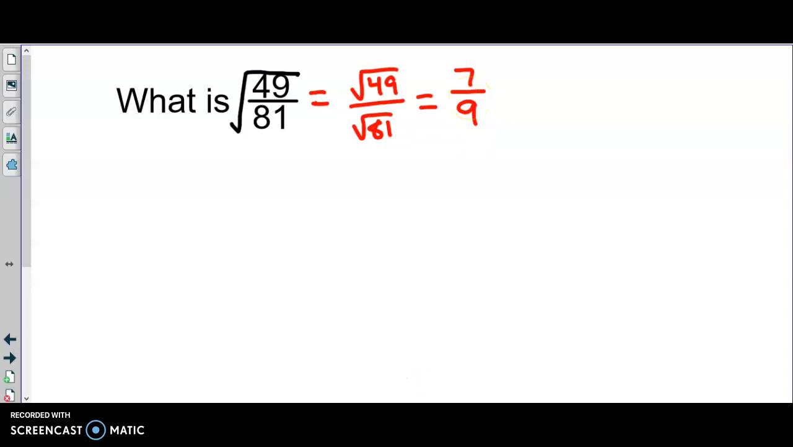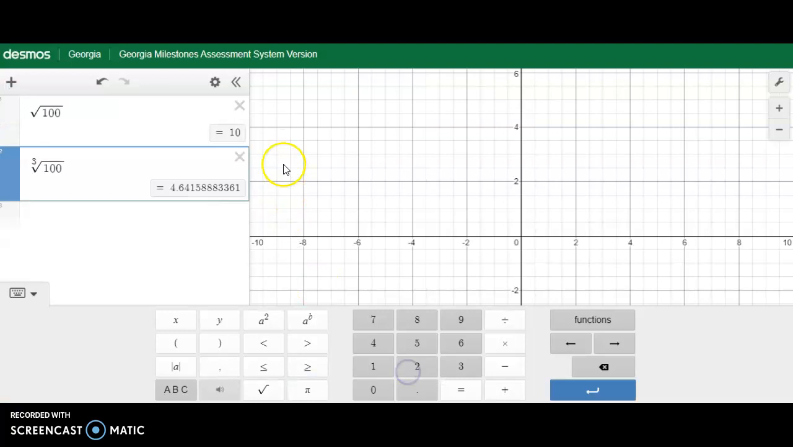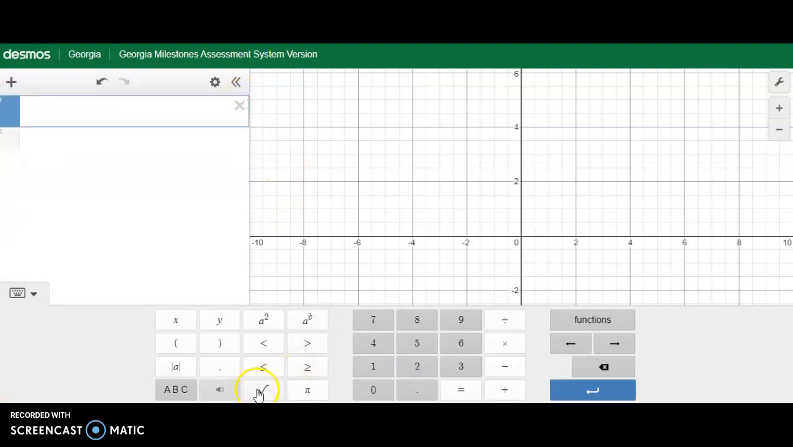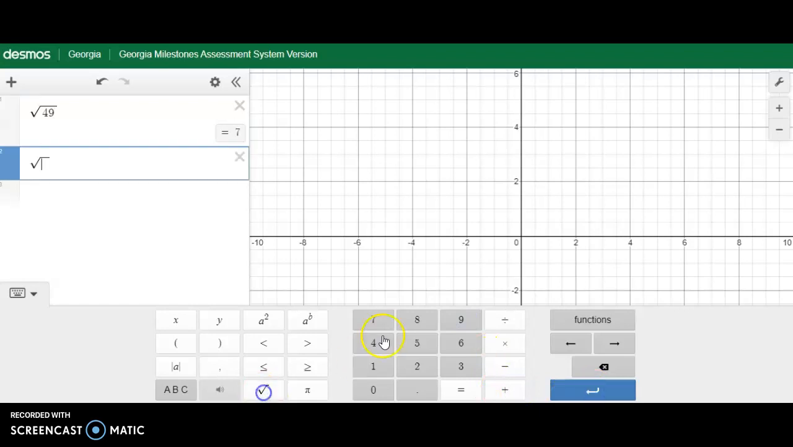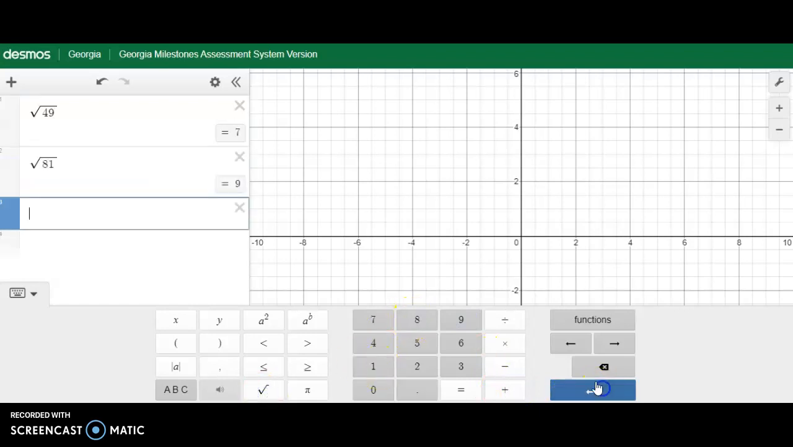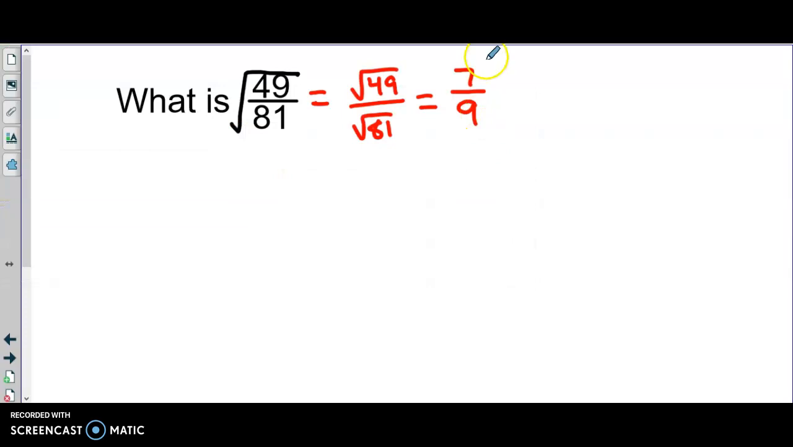Now, if you don't automatically know that in your head, that's okay. If you split it apart into two radicals, then you can do the square root of the top number, and then you can do the square root of the bottom number, and you can write those as a fraction, the top number over the bottom number, 7/9.